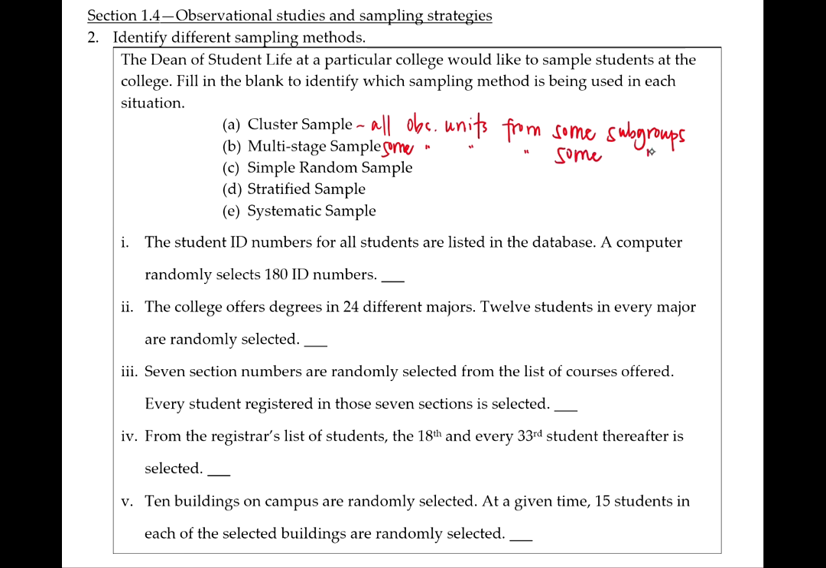Next is a simple random sample. A simple random sample is one where we randomly select some observational units, but not from subgroups, from the whole population. So in a simple random sample, the population is not divided into subgroups. Stratified sample. In a stratified sample, we are dividing the population into subgroups again, but in this case, we are selecting some observational units from all subgroups.